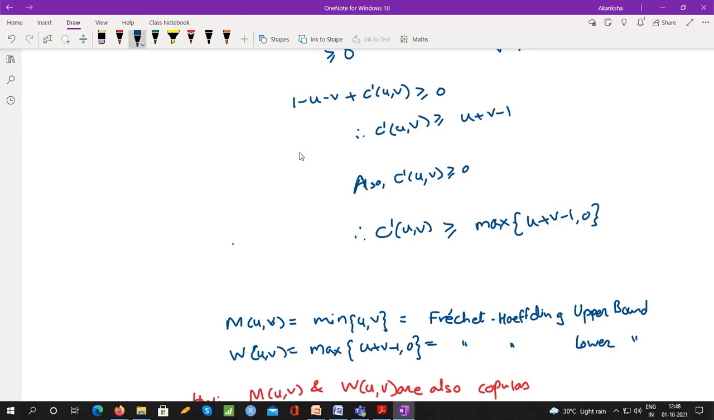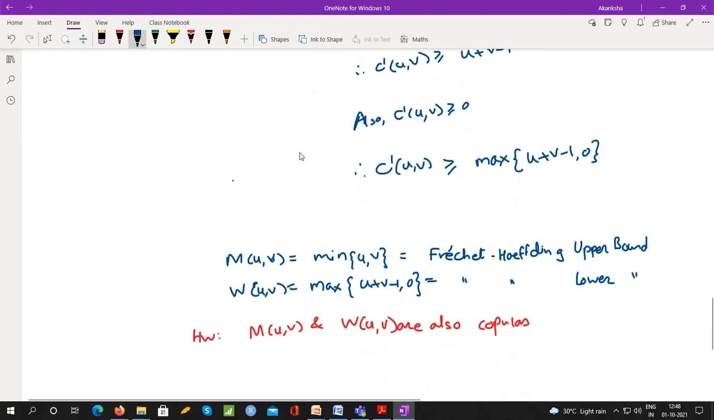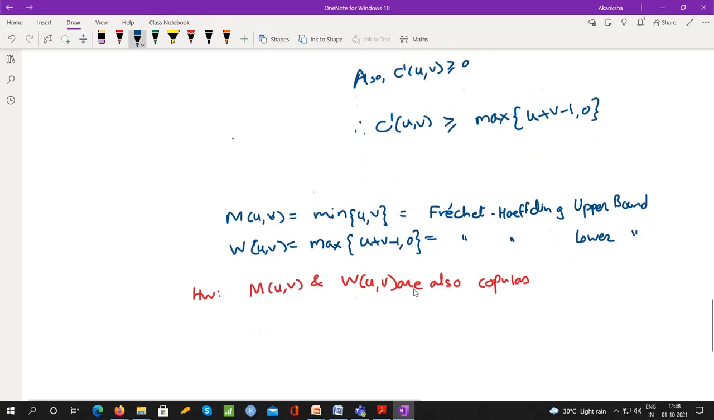Okay, so now you have at least two copulas, concrete examples of copula, in front of you. If you have (u,v) coming from I squared, I mean u and v individually coming from I, then the minimum of u and v is a copula. Similarly, the maximum of u plus v minus 1 comma 0 is another copula.